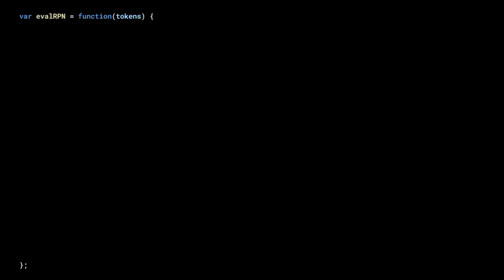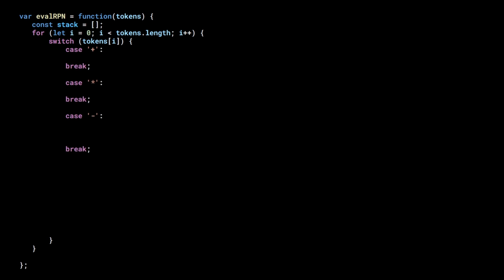So we need to define the function evalRPN that takes an array of strings. As we saw, we need a stack, and we need to go through the array of tokens from left to right. Because we have different types of token, we can use a switch to differentiate them. We have 4 different operators: addition, multiplication, subtraction, and division. If we are not dealing with an operator, then it means that we have a number. When dealing with a number, because tokens are strings, we need to convert it to a number, and then we can push it to the stack.